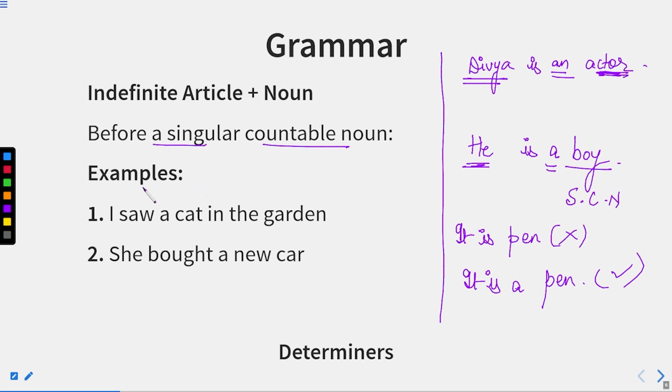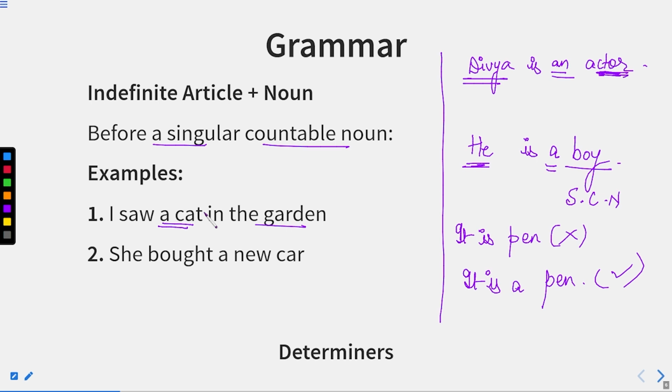Now one more thing is there. Suppose, let us take some examples. I saw a cat in the garden. I cannot say I saw cat in the garden. Cat can be any cat. But we should say I saw a cat in the garden, because that is a singular countable noun. Now if it is written I saw cats in the garden, there cats is correct, but not a cats. That will be incorrect. If there are many cats, we can say I saw cats in the garden. There I need no article before it. But if there is only one cat that I have seen, I have to mention over there the indefinite article, that is a cat.